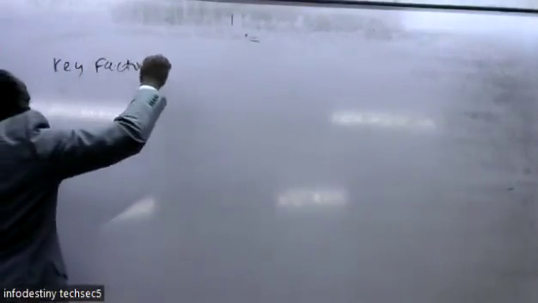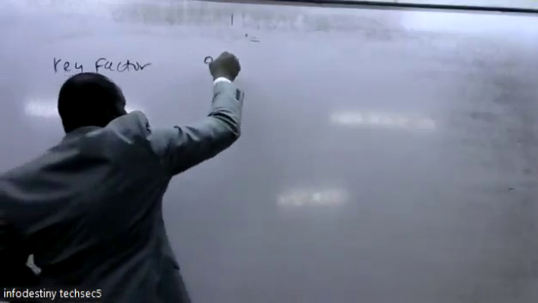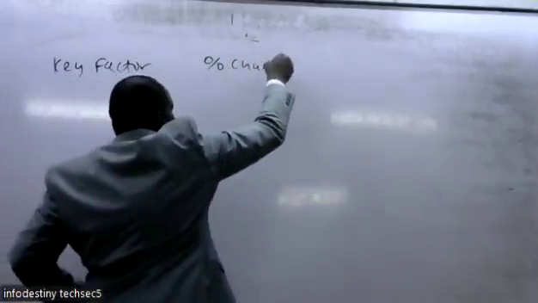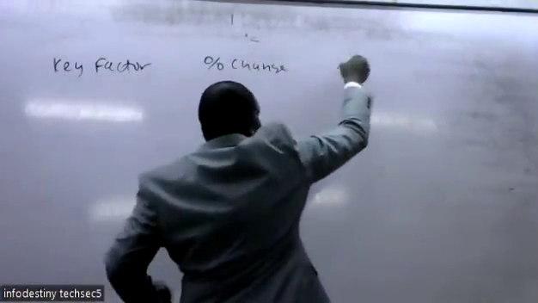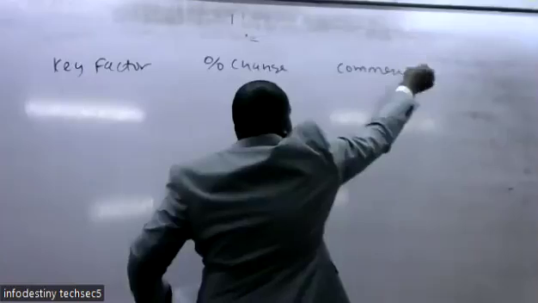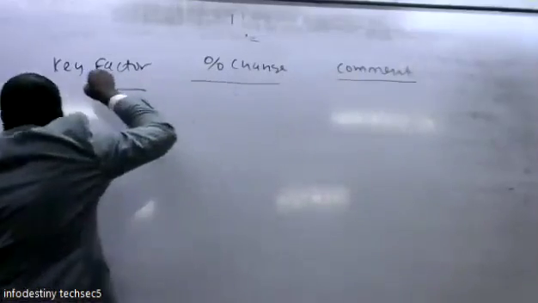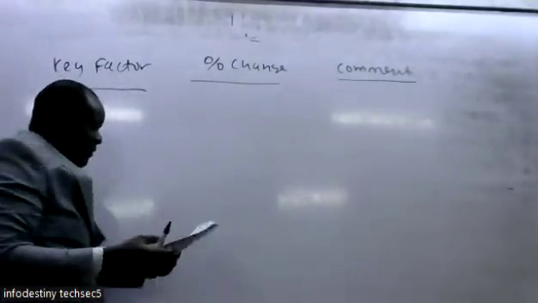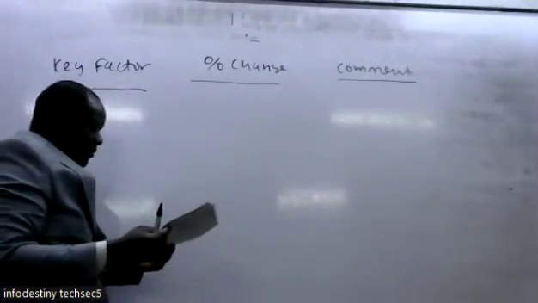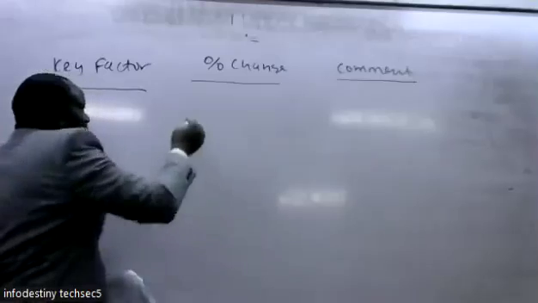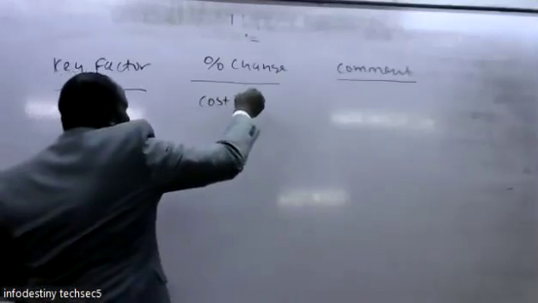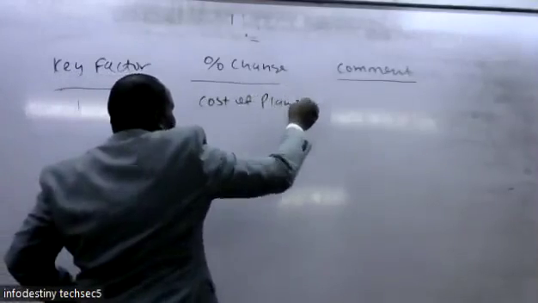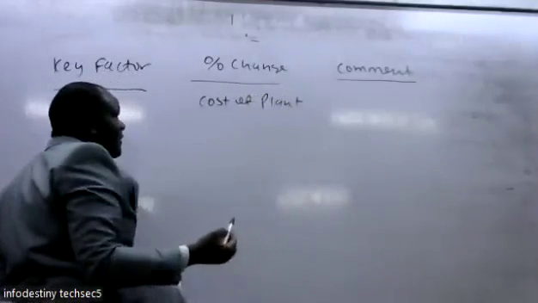So we should be having the key factor, then percentage change, then we comment. The first factor was meant to be cost of the plant. Here it is paired with which percent? 20%.